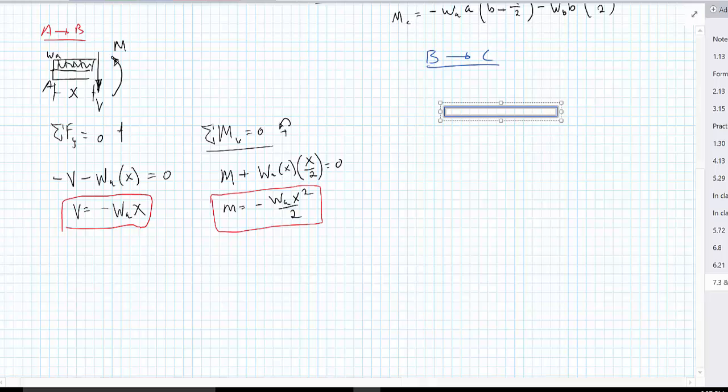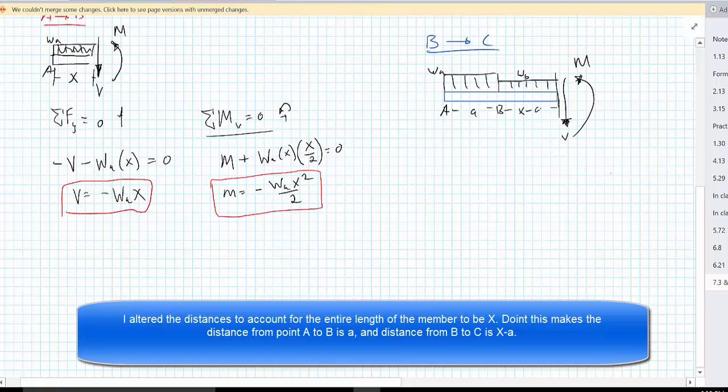So our free body diagram then has two distributive loads on it. We'll have our distributive load acting from A to B, and then another distributive load acting from B to some unknown distance. So this is X and this is A. So our shear acts here, our moment acts here. This is W sub A, and this will be W sub B, X minus A. So the whole distance of this will be X, right?